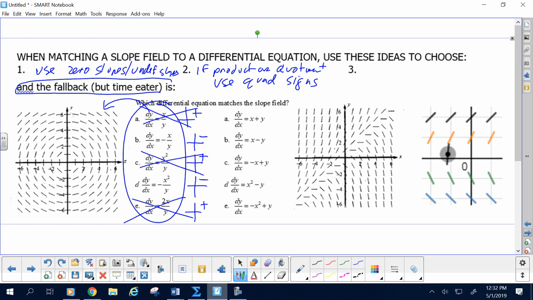I just used the first quadrant sign and I already eliminated 3 choices. So what do you say, B, or do you agree that A, C, and D all yield positive slopes in the first quadrant, so they're gone? Do you agree? Okay, so what do you say, B or D? B.